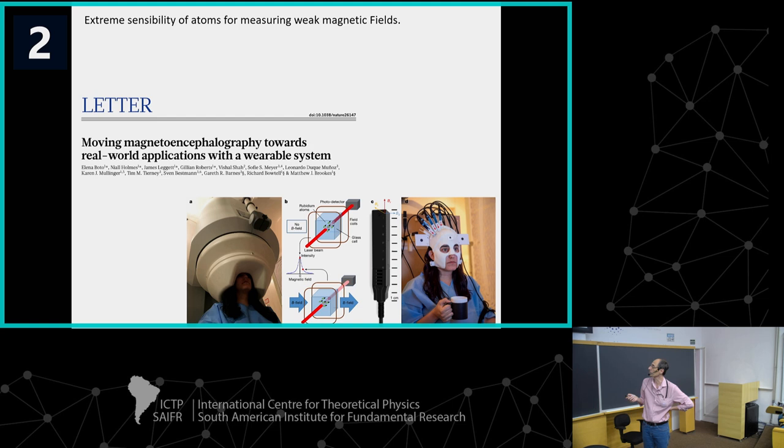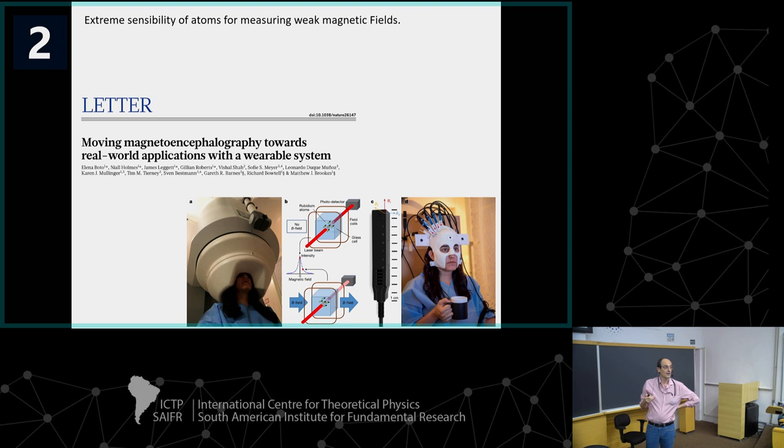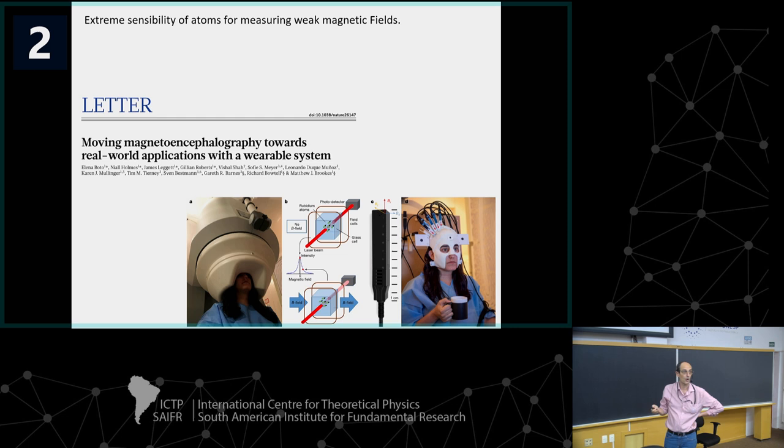Or you can use something that has the size of a controller like this. You can print a helmet in plastic using a printer, and you can put the sensors right here on this helmet, and the patient can be manipulating or realizing different tasks while the magnetic field close to the scalp is being monitored by these sensitive probes. We're talking about very tiny nano-Tesla, nano-Gauss fields.